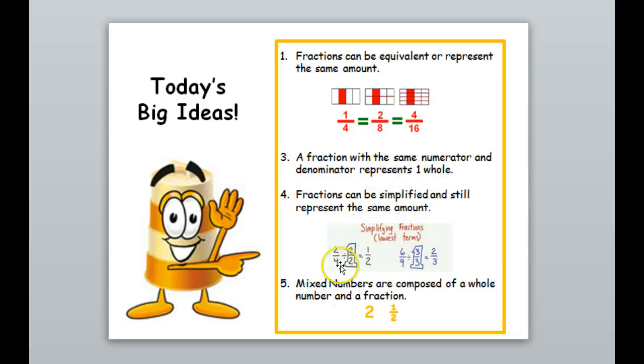We can divide or multiply by an equivalent to 1, and even though the numerators and denominators are different, they equal the same amount. And we also want to remember that a mixed number is basically a whole number with a fraction, and this can be converted into an improper fraction when we want to compute with numbers.